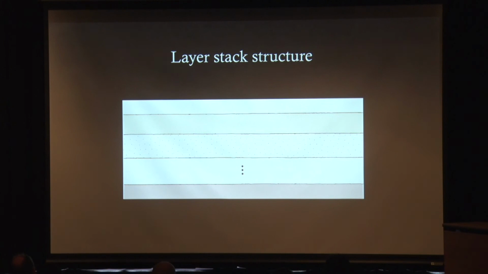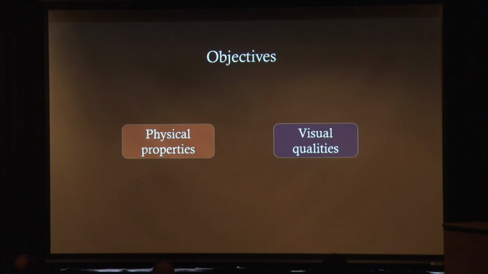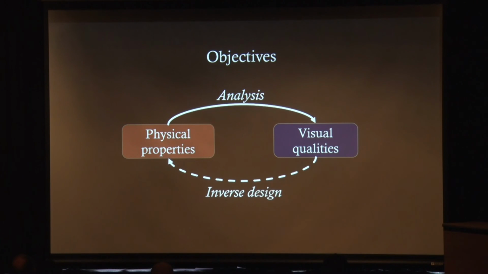So first, what do we mean by a layered material? Well, it's a stack of interfaces, so multiple interfaces. They can be rough, and they are described in our approach statistically, like with a microfacet approach. In between these interfaces, you have absorption or scattering, so you can absorb colors or scatter light. What we're interested in is to connect the physical properties of this layer stack to the visual qualities of the layered material models. And in the long term, maybe try to inverse that, from visual qualities to physical properties.